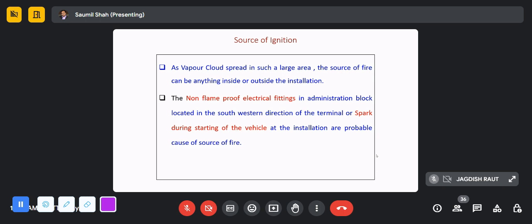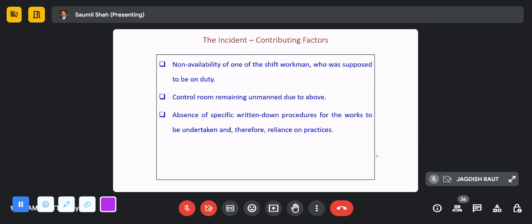So where exactly the ignition source was, there is some ignition source, either from a car or from the electric or non-electric fittings installed at the building premises.